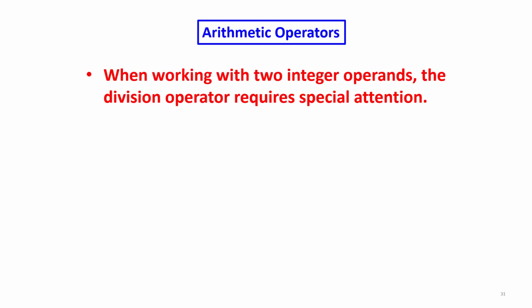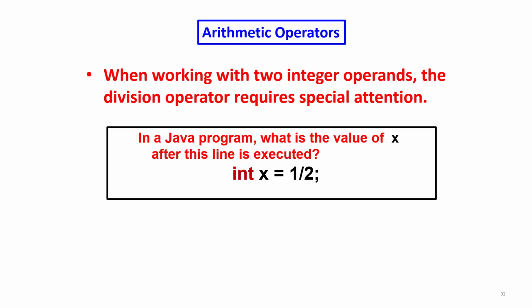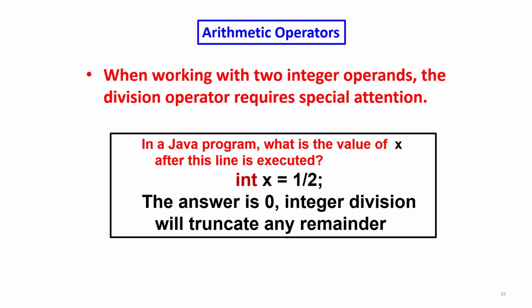But division requires close attention for another but related reason. In a Java program, what's the value of x after this line is executed? Take a minute. Pause your video. Think about it. What will be the value of x after this line is executed? The answer is 0. Integer division will truncate any decimal remainder. Integer division on a fractional expression can subtly introduce a 0.